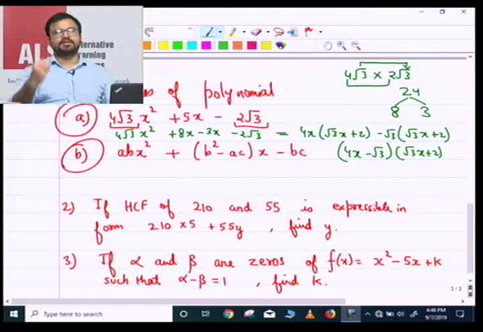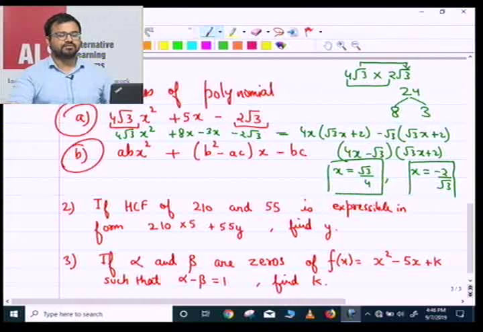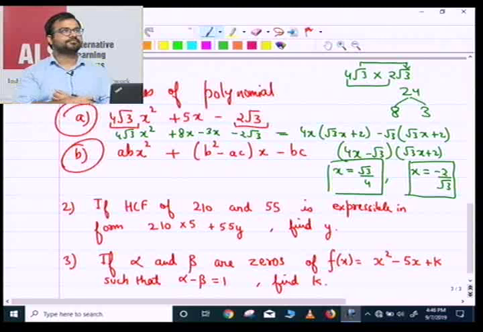Now in order to find the zeros, we will equate it to 0. So 4x minus root 3 is equal to 0, which gives x equal to root 3 by 4, and root 3x plus 2 equal to 0, so x is equal to minus 2 by root 3. These are the values of the zeros. Is this clear? First one.